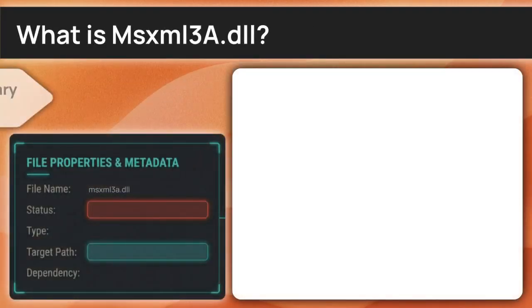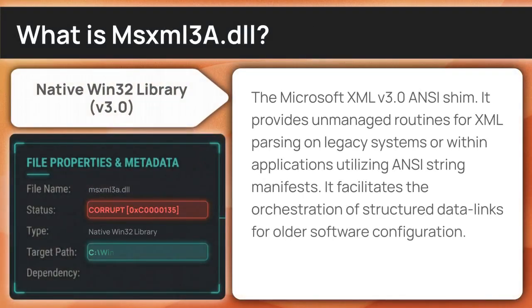This is the msxml3a, the Microsoft XML v3.0 ANSI shim. It provides unmanaged routines for XML parsing on legacy systems or within applications utilizing ANSI string manifests. It facilitates the orchestration of structured data links for older software configuration. Now that we've covered what the file does, let's jump into our first fix.